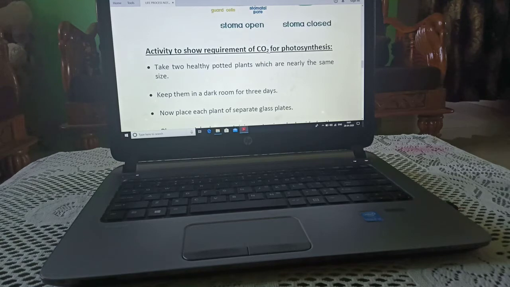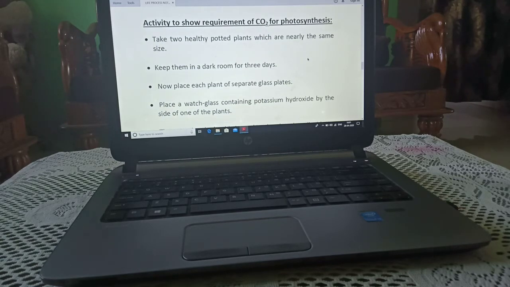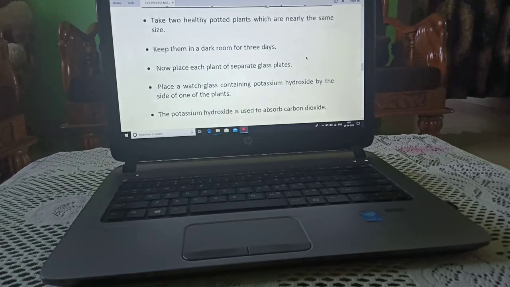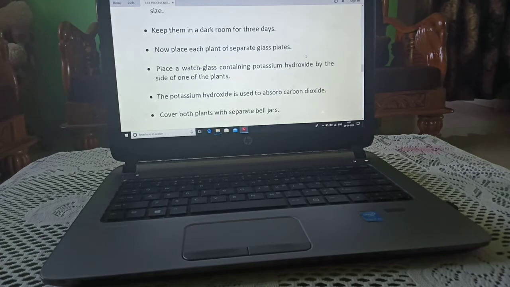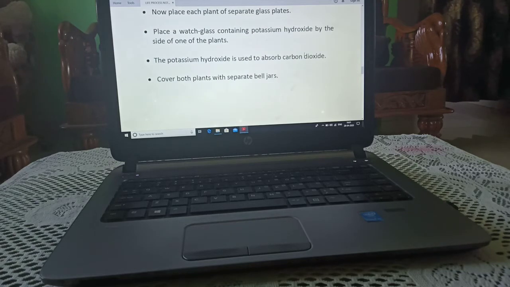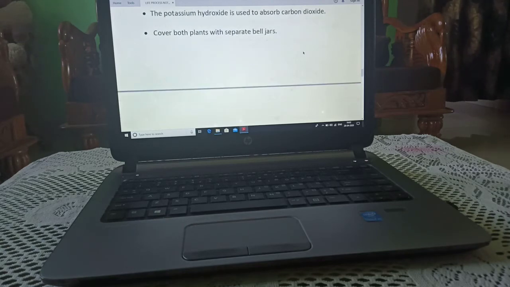Activity to show the requirement of carbon dioxide for photosynthesis. We have to take 2 healthy potted plants. We have to keep them in a dark room for 3 days. We have to keep these plants on separate glass plates. Place a watch glass containing potassium hydroxide on one side of the plant. Potassium hydroxide is required to absorb the carbon dioxide.